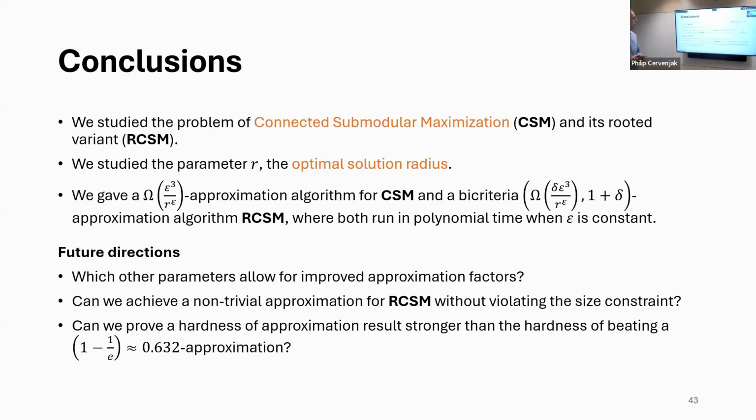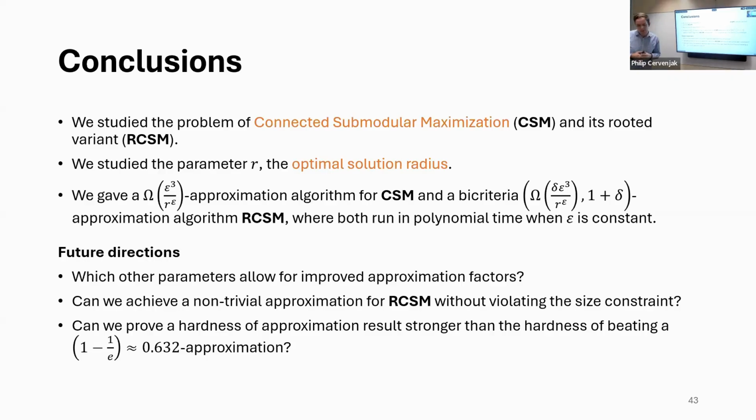Okay, so just to wrap up, we studied this network design problem, the connected submodular maximization problem and its rooted variant. In particular, we studied this parameter r, with which we can achieve basically beyond worst-case approximation, especially for small values of r. And we gave this epsilon cubed over r to the epsilon approximation for the unrooted problem, and this bi-criteria approximation with the 1 plus delta violation factor for the rooted problem. And again, both of these algorithms run in polynomial time when epsilon is constant.